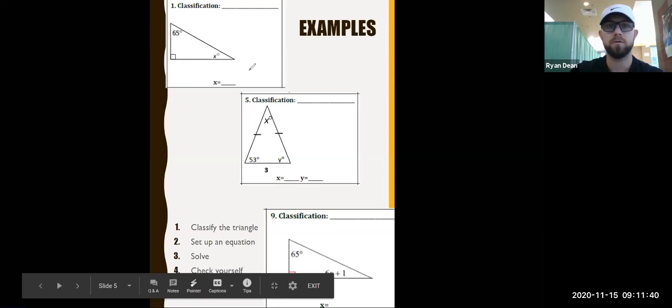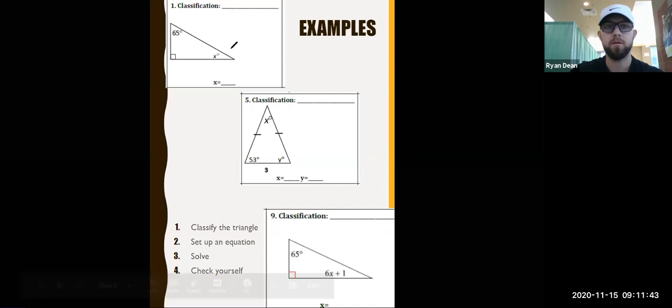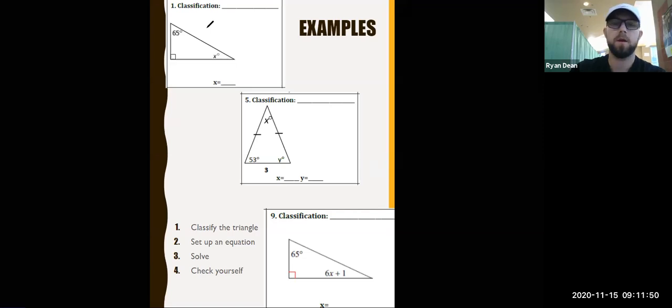Let's go ahead and work this first one, and we'll do this one in red. Okay, we're going to classify this based on just the angles, right? So only the angles are given, not the sides. So when we classify this, remember what we're looking for. We're looking for one of the 4 definitions that we had. In this case, we have the right angle. So this one's going to be a right triangle.